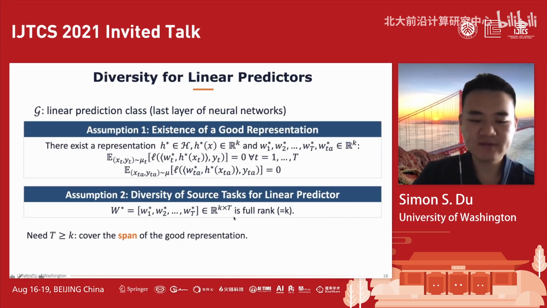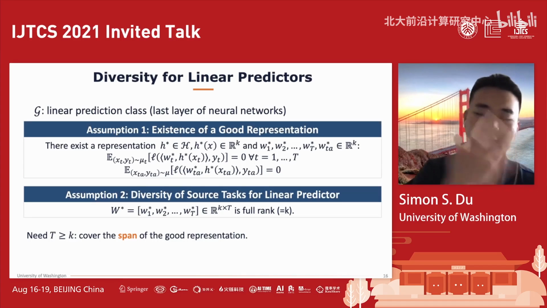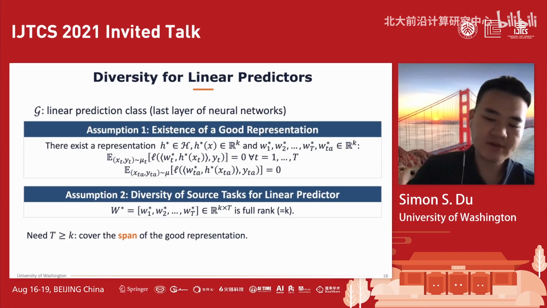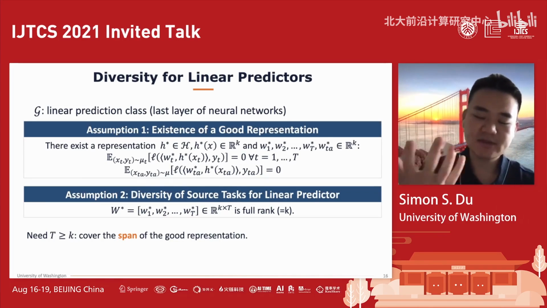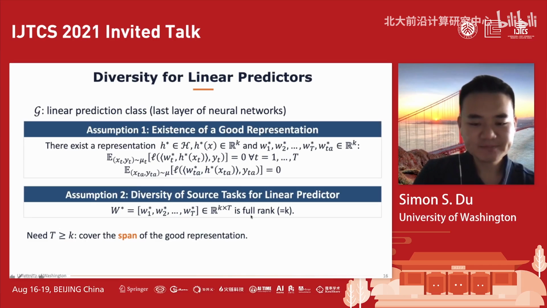Implicitly we need the number of tasks to be bigger than K, which is the dimension of this embedding or this representation. Being full rank intuitively means that these T tasks can cover the whole span of the good representation. That's why we call it diversity. As long as the optimal predictors cover the whole span in this K-dimensional space, then we can have good results. This is a formal definition of the diversity assumption.